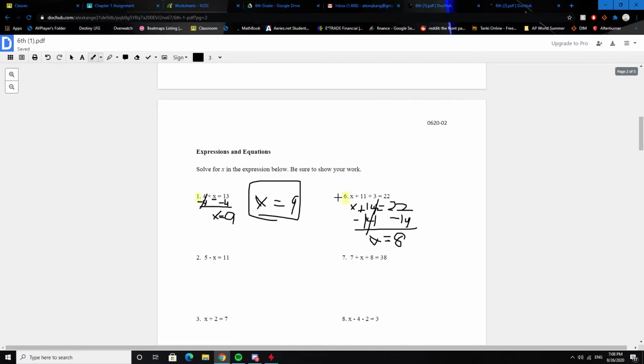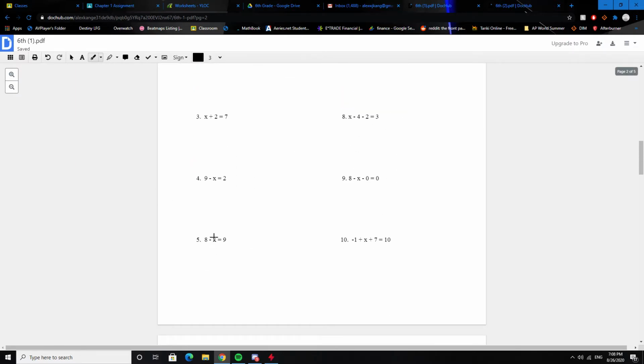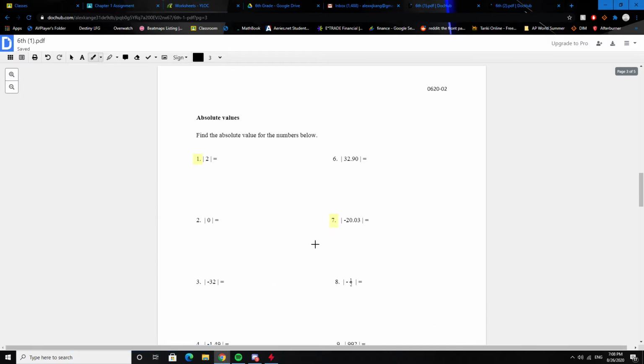That's pretty much it for expressions and equations. You're just solving for the x value, and you want to move the numbers next to the x to the other side and find the number. Now, for absolute values, these are also very easy. Absolute value basically just means the total distance from 0.